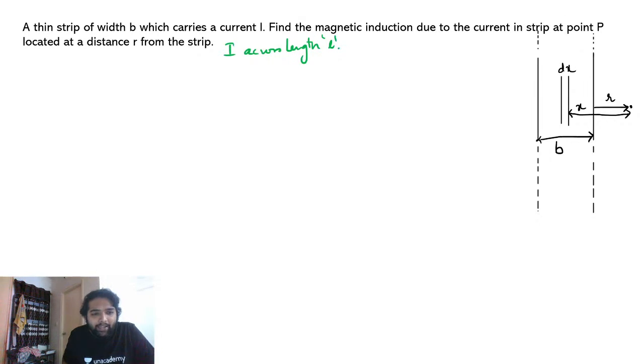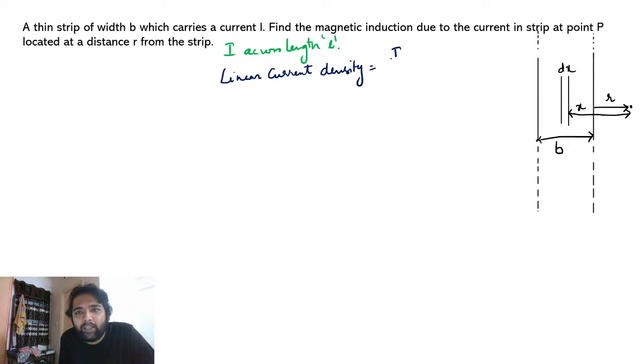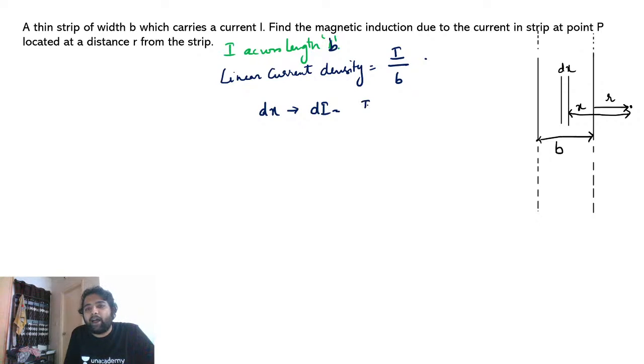So I will take current density. I will take linear current density. यहाँ पे every time you have this, you have to take linear current density will be equal to I by b across length b. So I by b is linear current density. So dx thickness will have dI will be equal to I by b into dx. अब एक current आ गया.